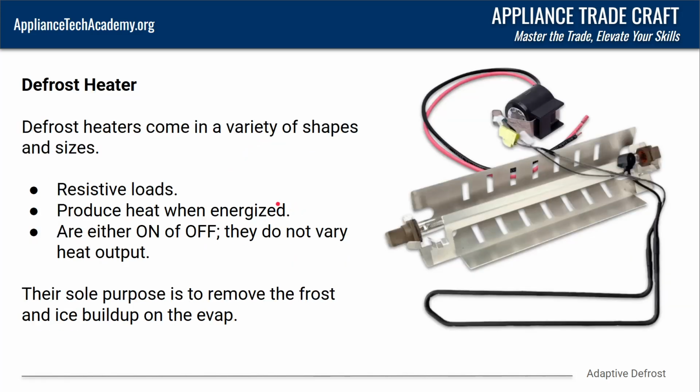So the defrost heater, it comes in a variety of shapes and sizes. You've got one kind of like that, or your typical one like this, and then you got a bimetal. Basically, a defrost heater is just a resistive load. It produces heat when energized. So you would have line voltage coming in here, neutral connected over here. When we have both of those, they heat up. With defrost heaters, they're either on or off. They don't vary the heat output. It's not one of those things where if we give it 80 volts, it's going to put out less. In theory, that would work, but that's not how these systems are designed. Their sole purpose is just to remove the frost and ice buildup on the evaporator.